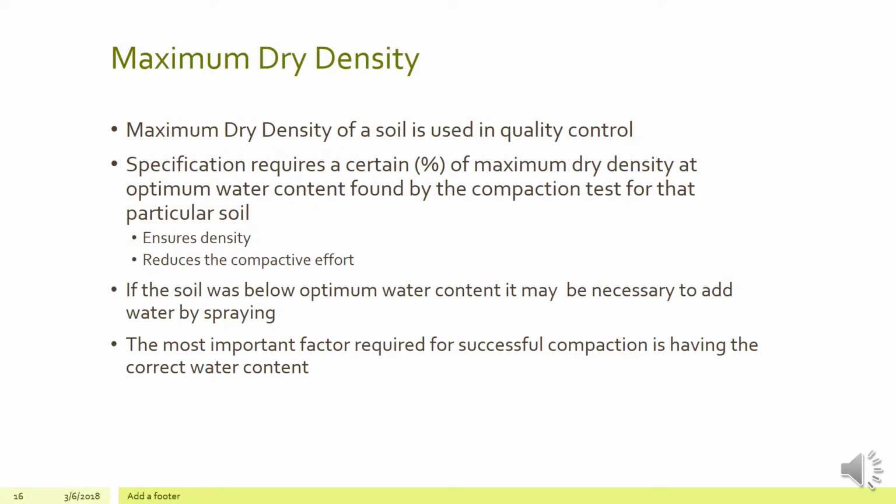The maximum dry density of a soil is used in quality control measures. Specifications require a certain percentage of the maximum dry density at the optimum water content found by the compaction test for that particular soil. So we want to ensure the density, and we want to reduce the compactive effort we may have to employ. If the soil was below the optimum water content, it may be necessary to add water by spraying. The most important factor required for successful compaction is having the correct water content when we're doing our compaction process.